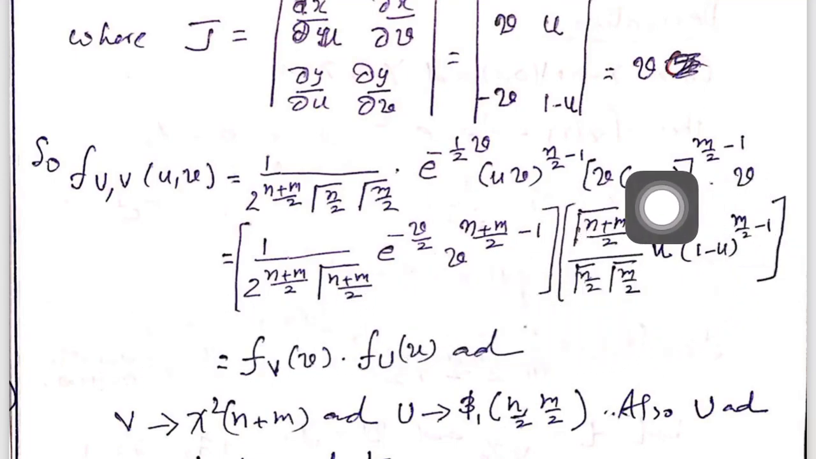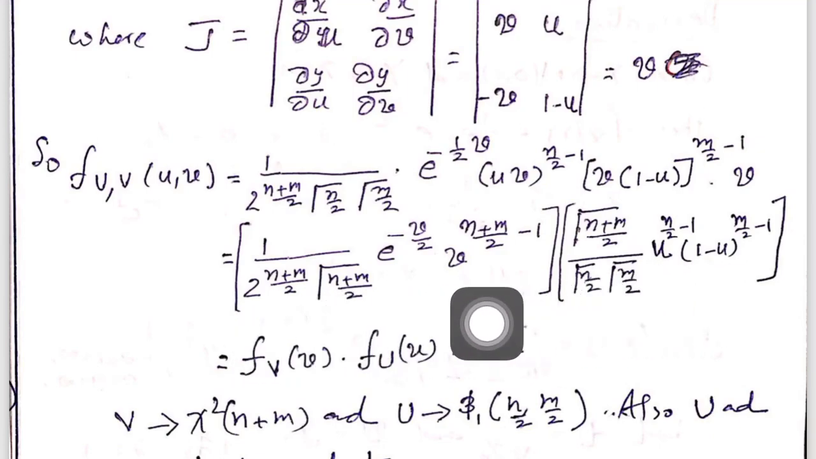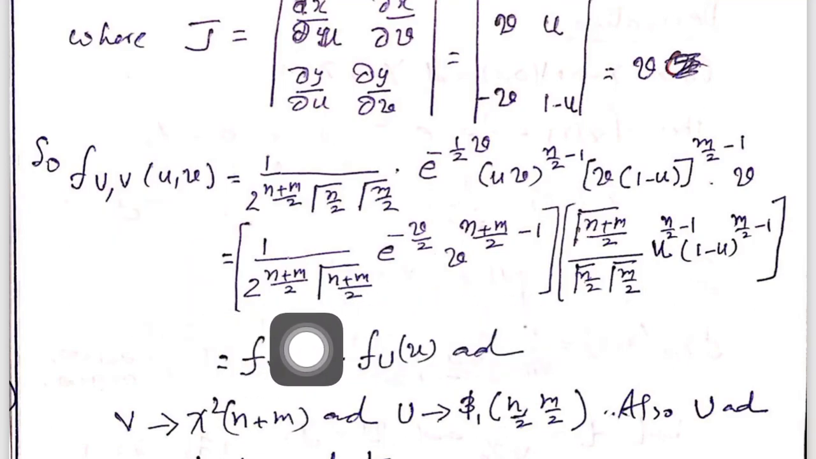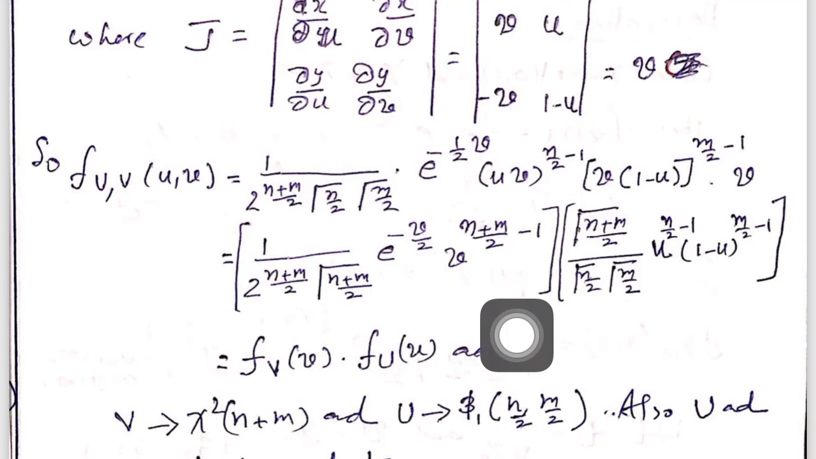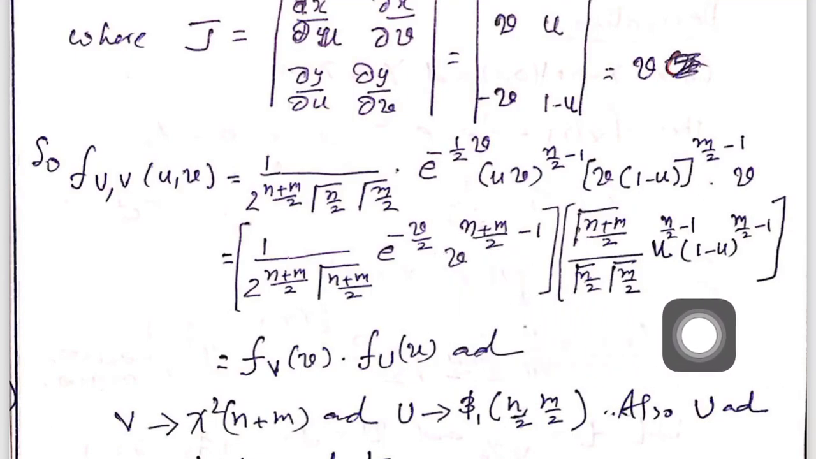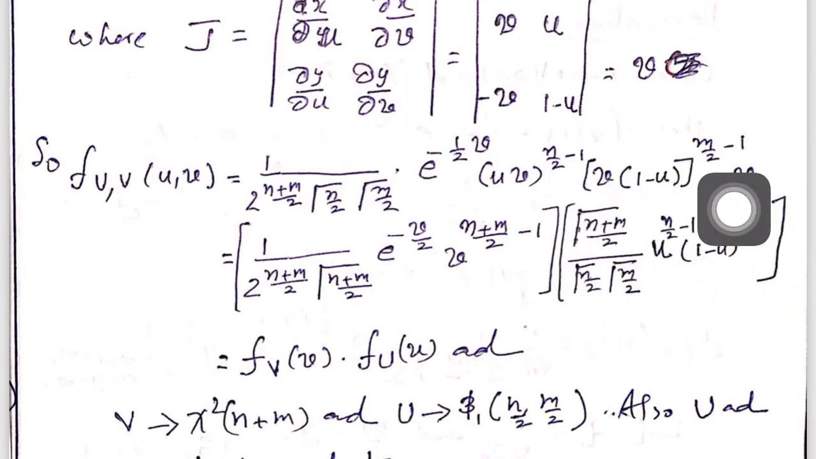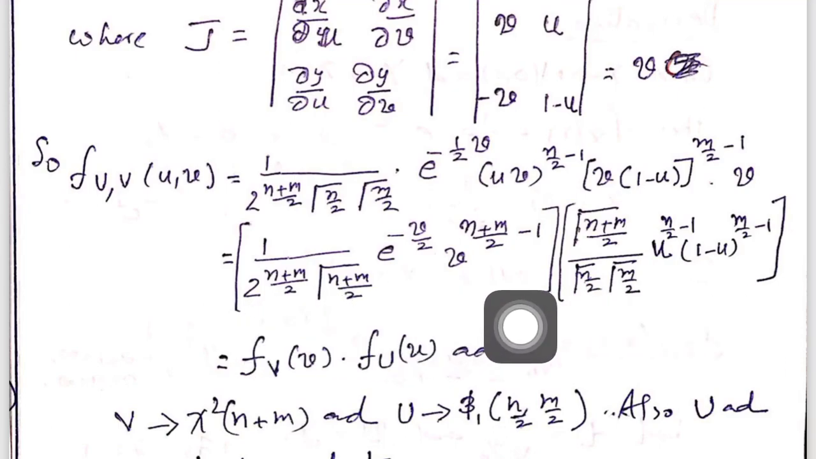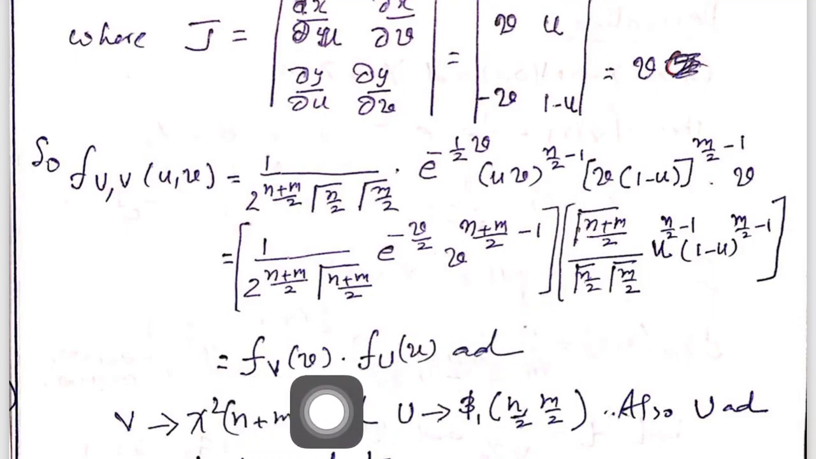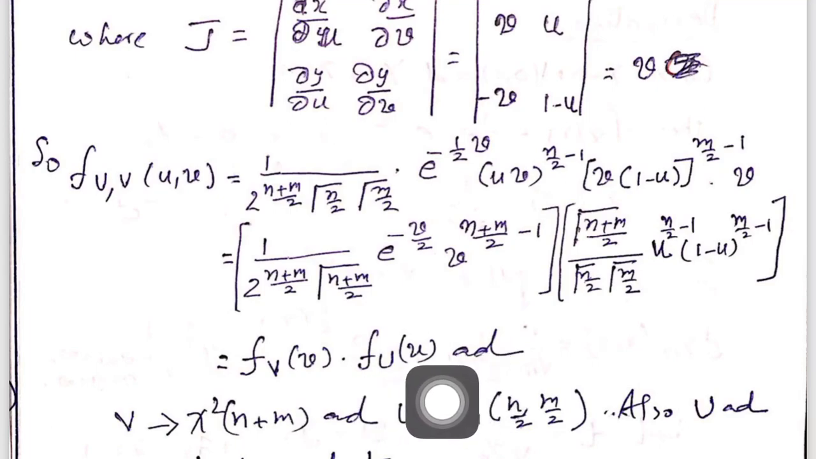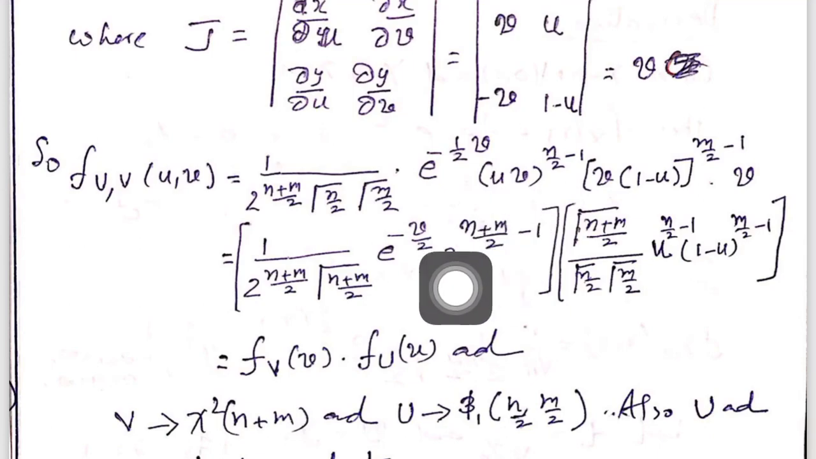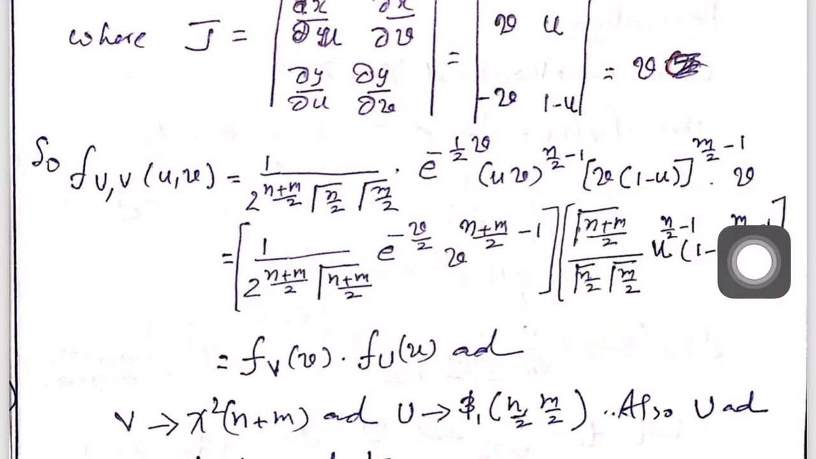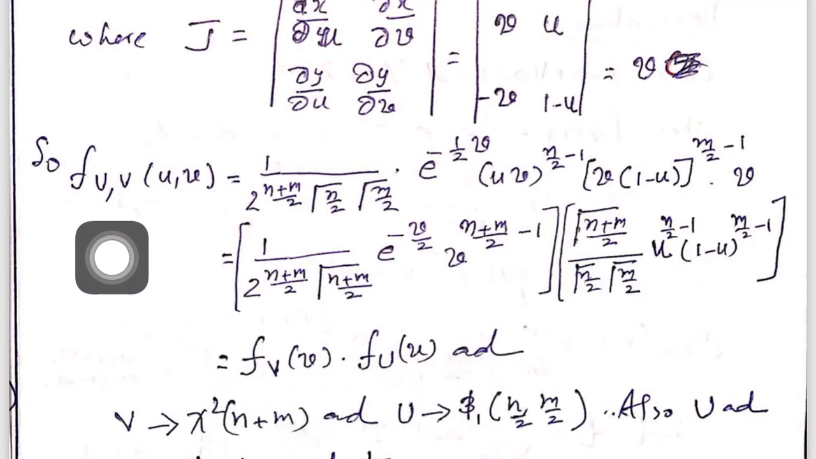After writing the remaining terms, you can easily identify that it consists of two terms. The first term is the PDF of a chi-square distribution with degrees of freedom n+m, and the rest is nothing but the PDF of a beta distribution of the first kind. So this can be written explicitly as f_V(v), and this as f_U(u). This one contains only v and no u, and that one contains only u and no v. You should be able to write it like this. This is something you should pay special attention to when doing such problems.